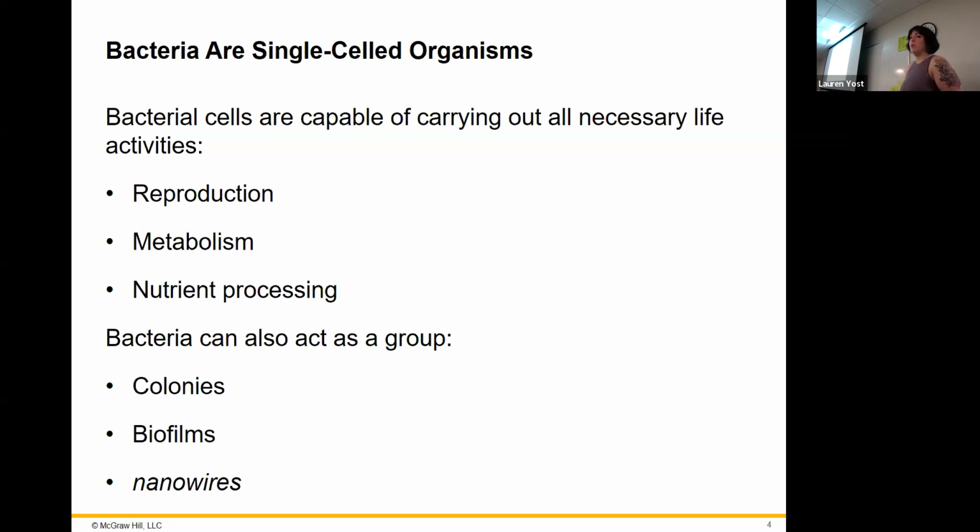Bacteria can also act as a group: colonies, biofilms, nanowires. We talked about biofilms already with plaque on your teeth and that sort of stuff. Colonies, we've talked about that. It's a single cell growing up into one big pile. And we'll talk about that in lab as well.